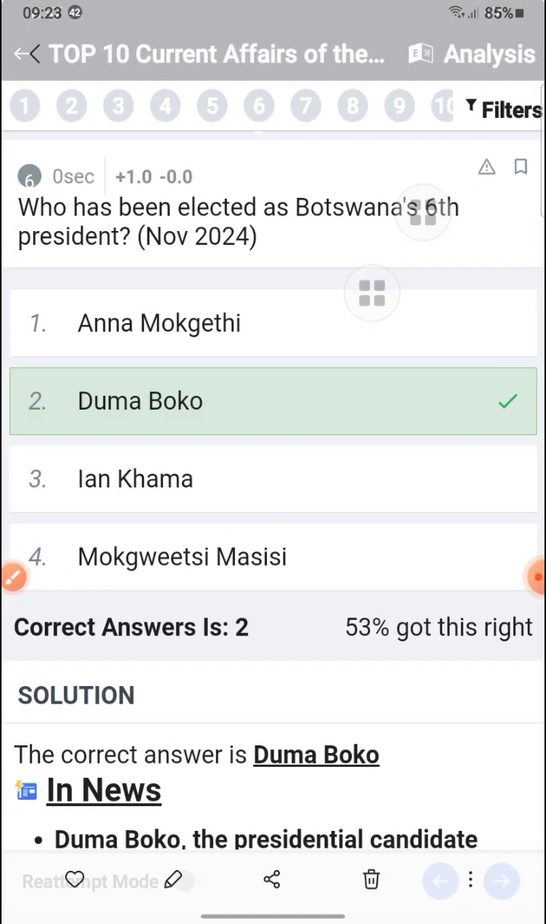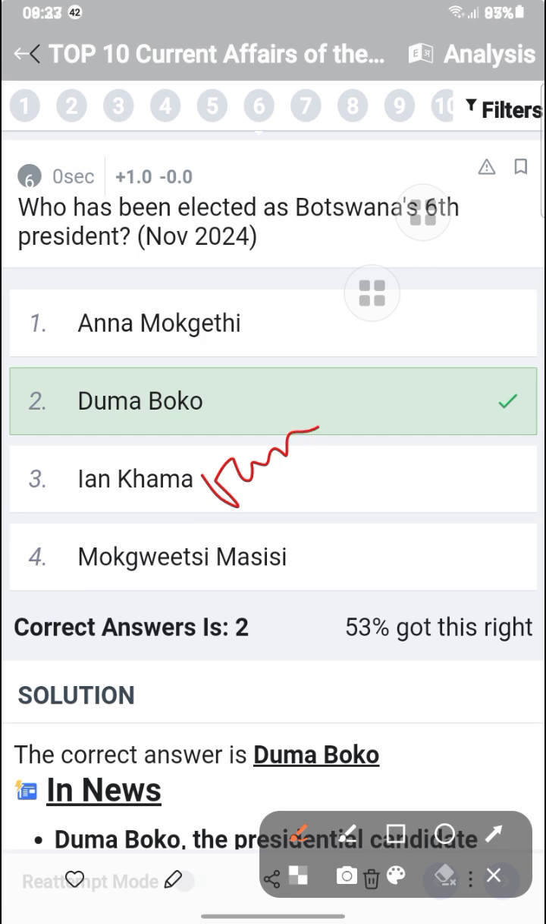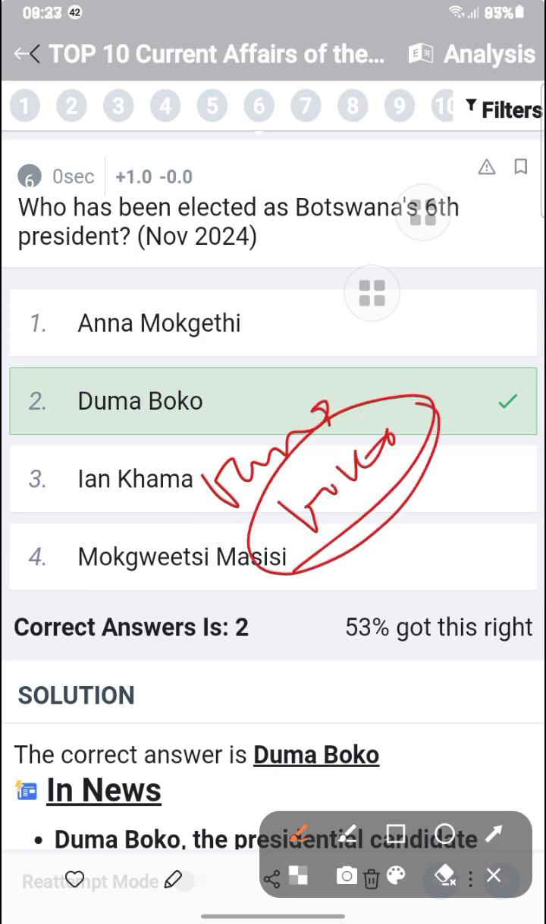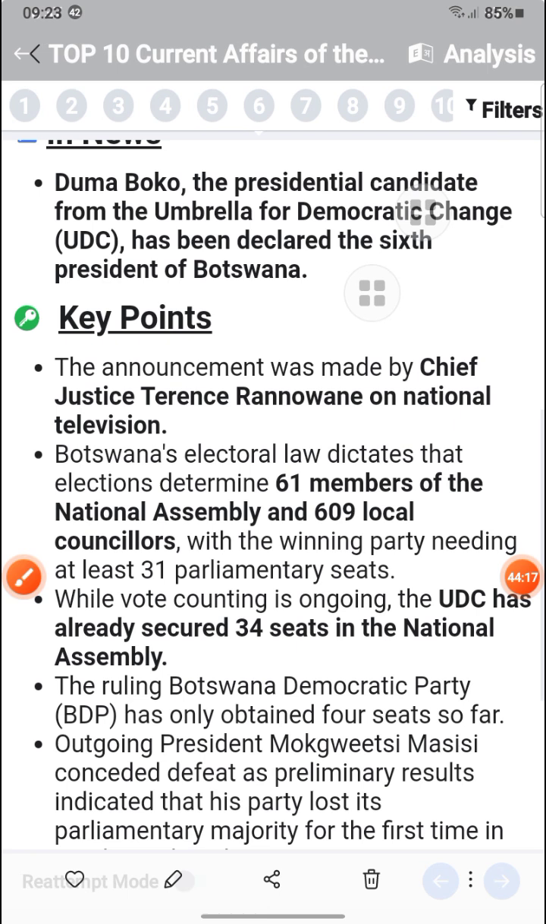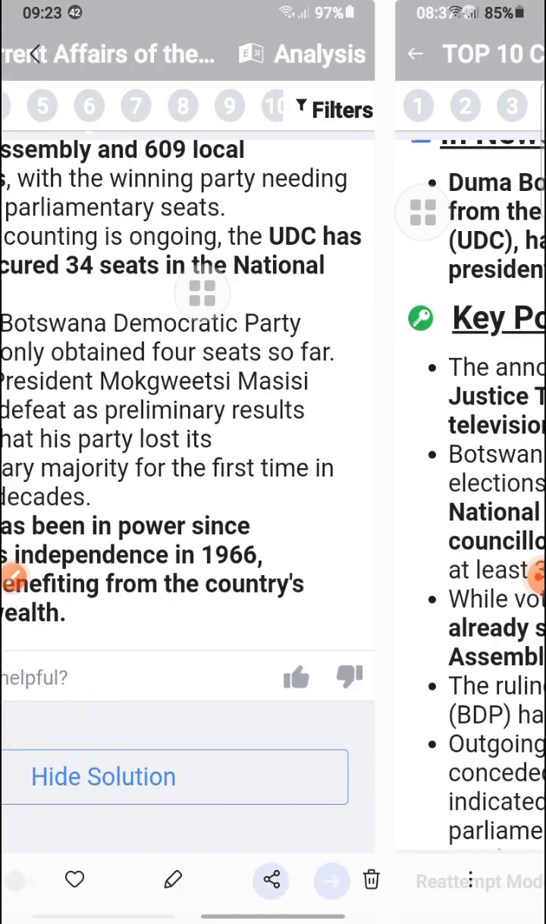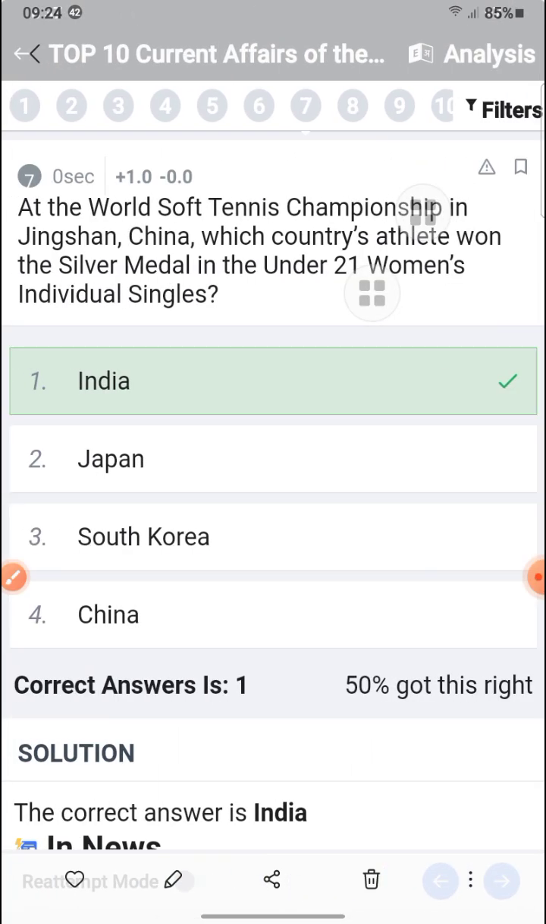Now next one: who was elected as Botswana's sixth president? That was Duma Boko. Okay, that was the announcement by Chief Justice Terence on national television. Of the 61 members of the National Assembly, 609 councillors, the party had already secured 34 seats in the National Assembly. Duma Boko, the presidential candidate from the Umbrella for Democratic Change, has been declared the sixth president of Botswana.